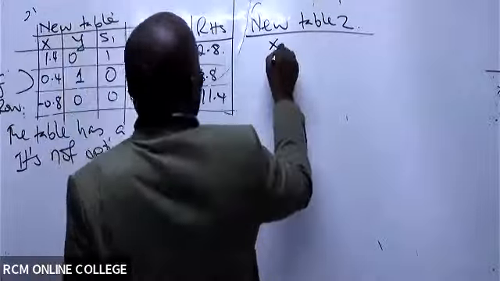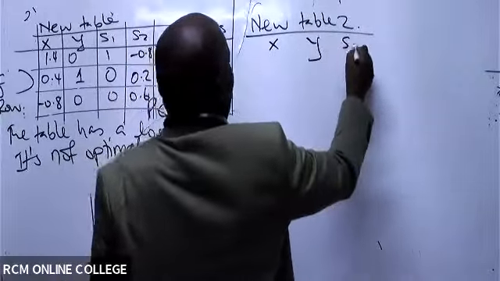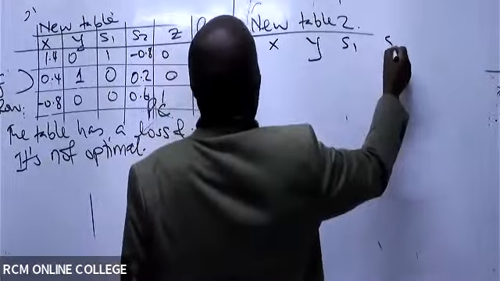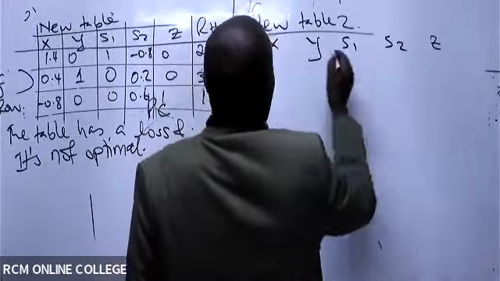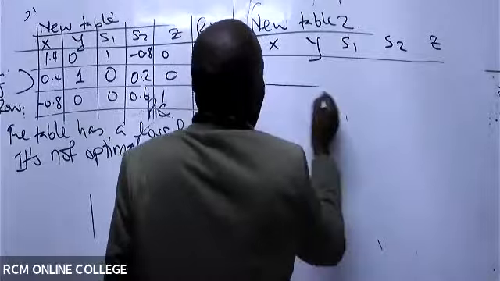So in this case here, remember the column titles, X, Y. We have S1. We have S2. We have Z. Remember the rows are 3.